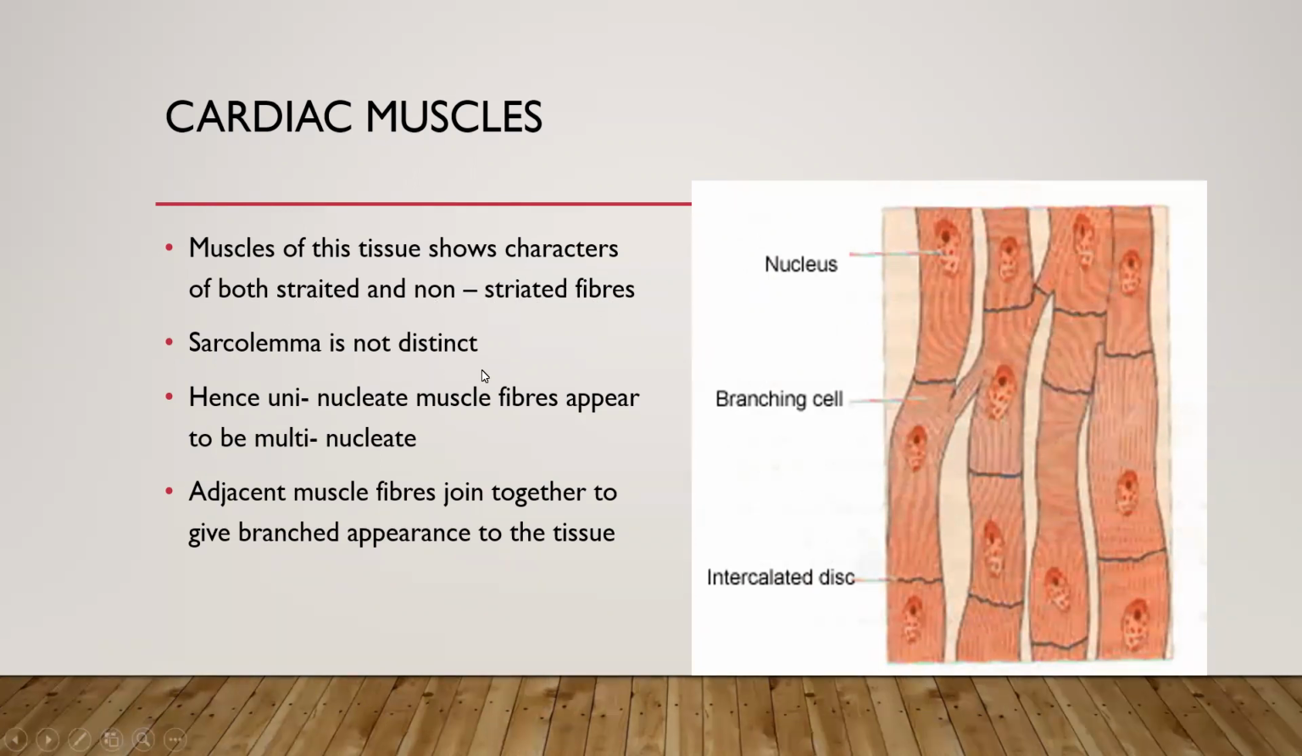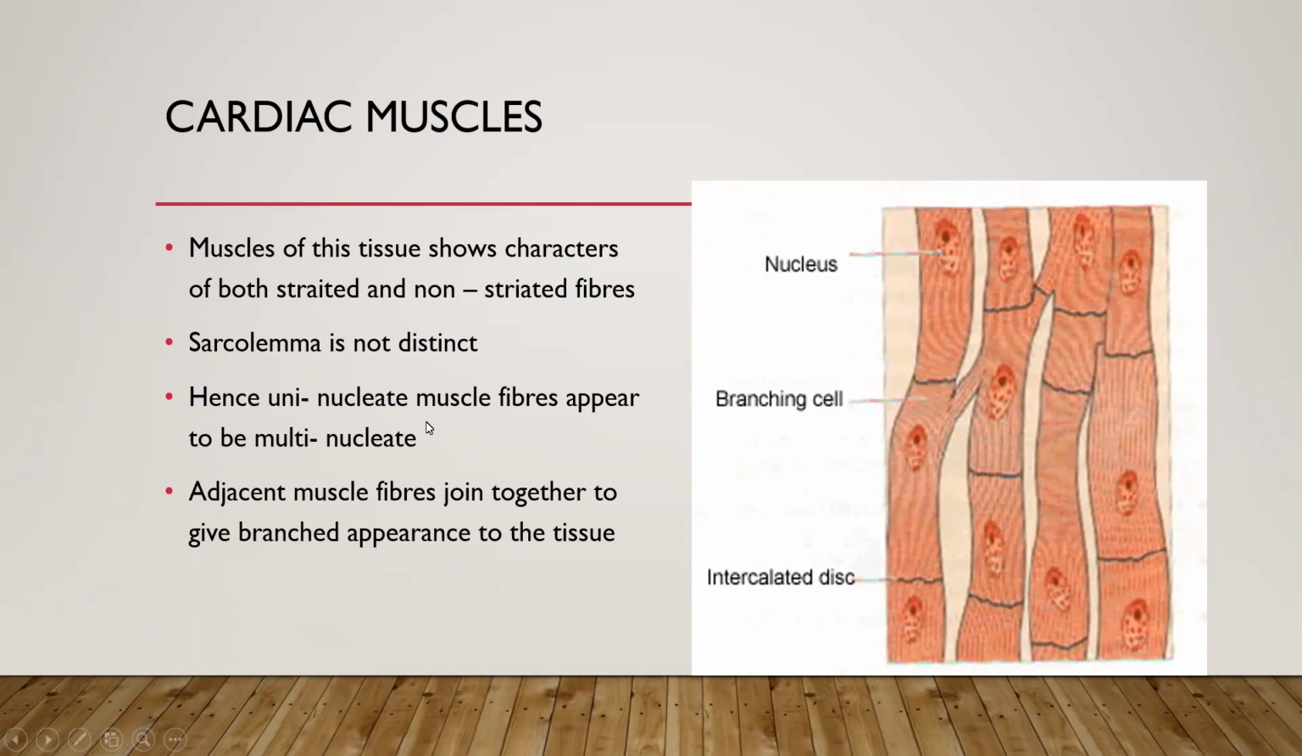Sarcolemma is not distinct. Sarcolemma means what? The membrane which covers the muscle fiber is called sarcolemma, whereas the cytoplasm is called sarcoplasm. So here the protective covering, which is called sarcolemma, is not distinct. That means not very clear.